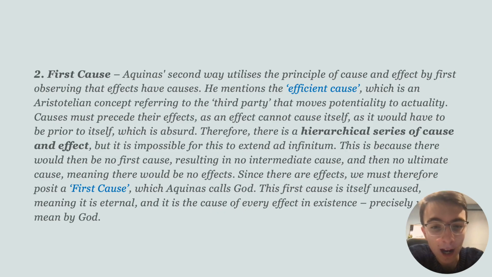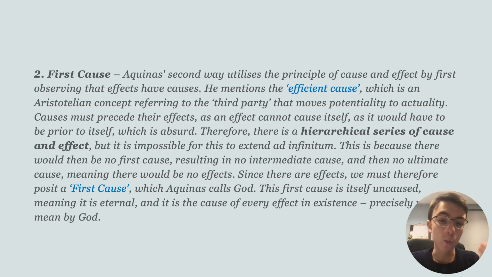Now, he then uses, again, Aristotelian terminology in terms of the four causes. If you know anything about Aristotle, he posited there were four different causes: the material cause, the formal cause, the efficient cause, and the final cause. For our purposes here, the only one that's relevant is the efficient cause. Basically, that is the third party that moves something from potentiality to actuality. So the efficient cause of making a clay jar is the person who actually makes that clay jar.